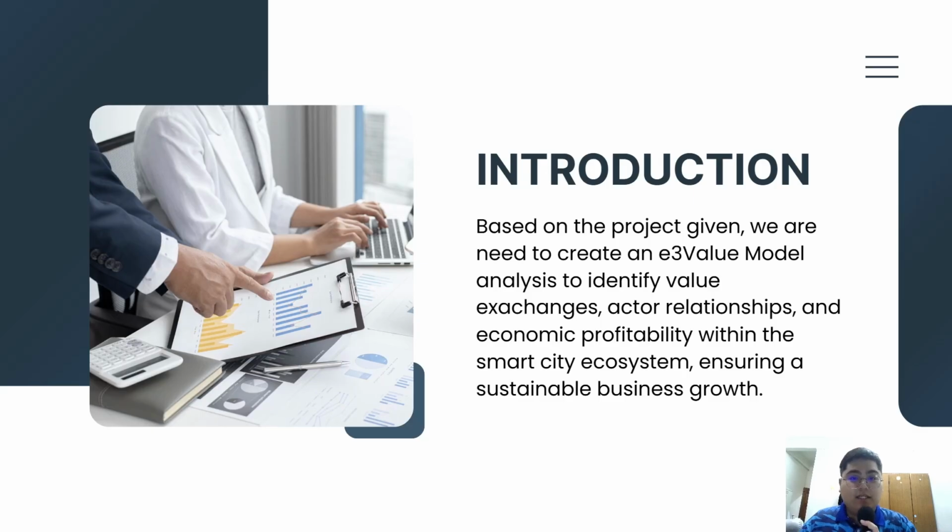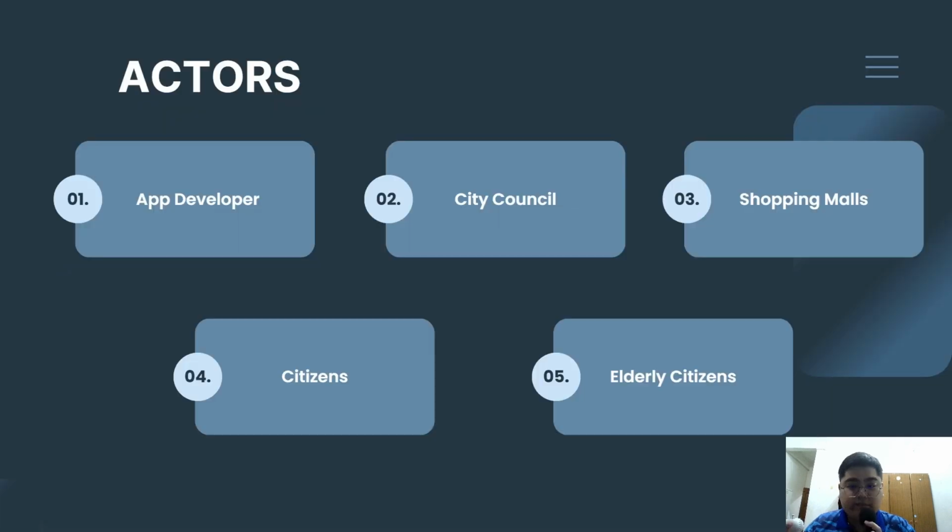For the introduction, based on the project given, we are required to create an E3 value model analysis to identify value exchanges, actors, and economic profitability within the smart city ecosystem, ensuring sustainable business growth. For actors, we have the app developer, city council, shopping malls, normal citizens, and elderly citizens.